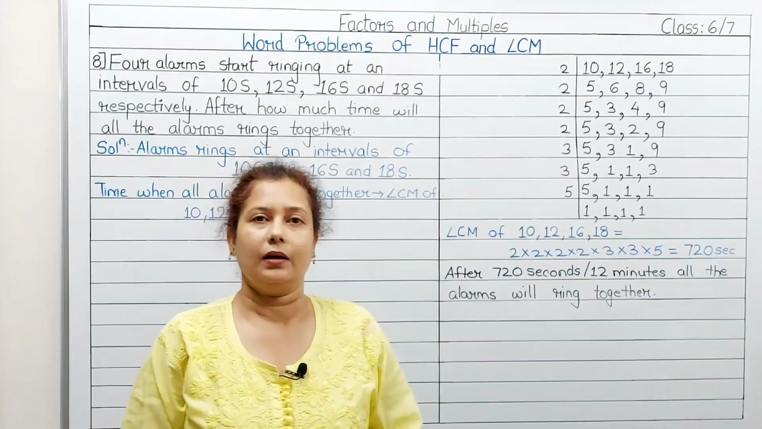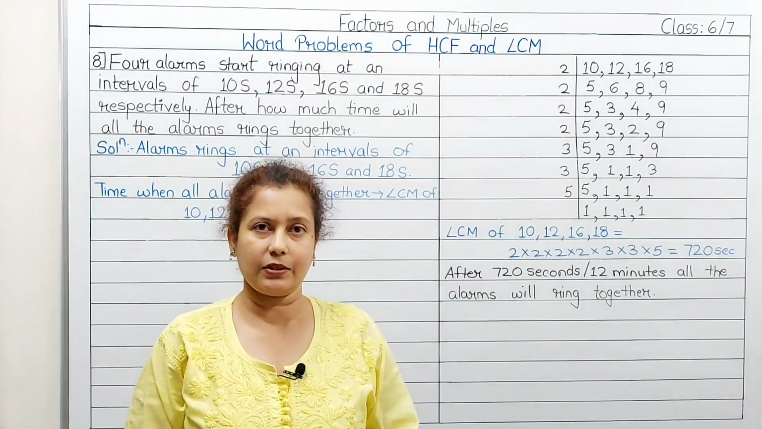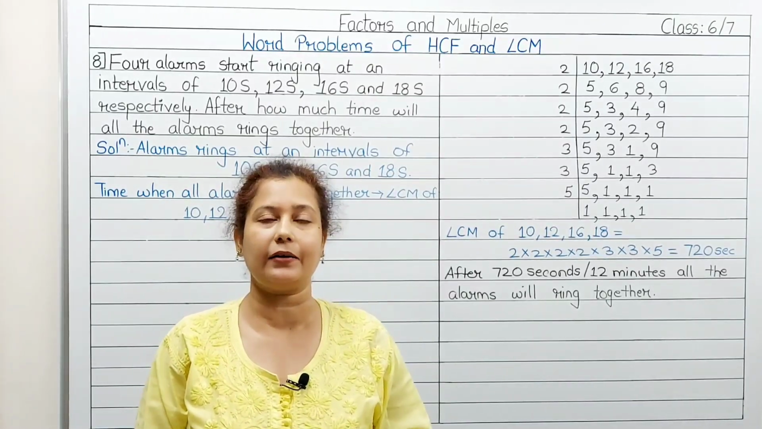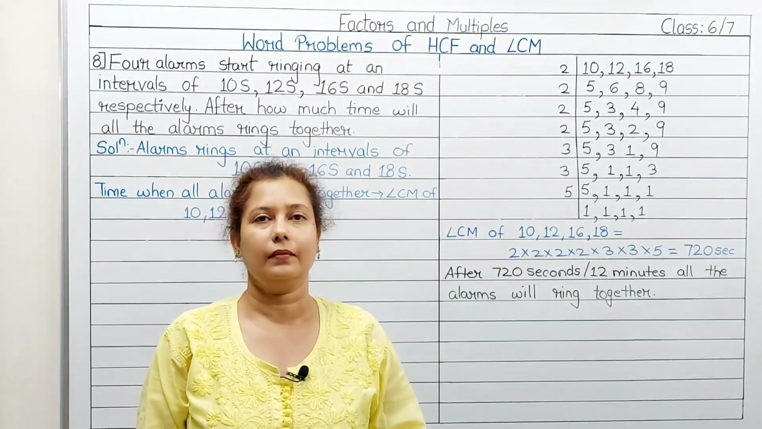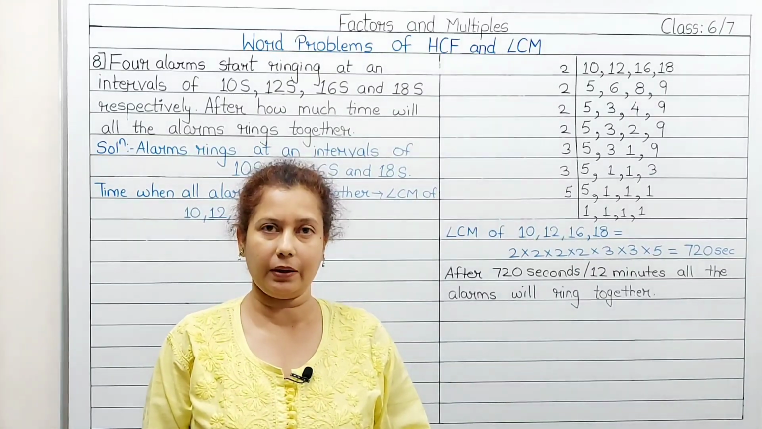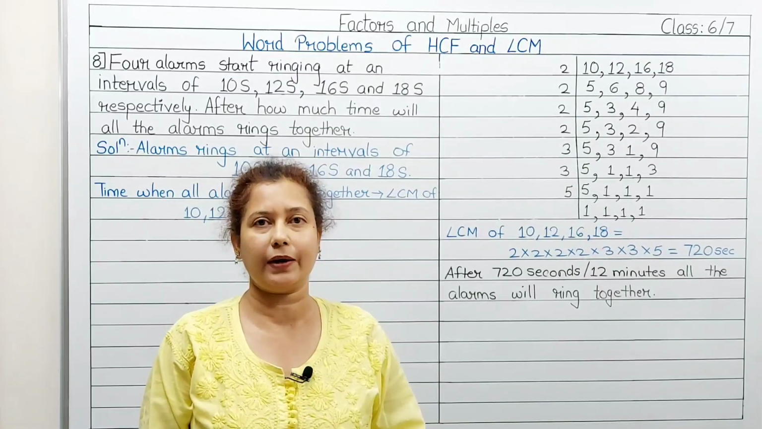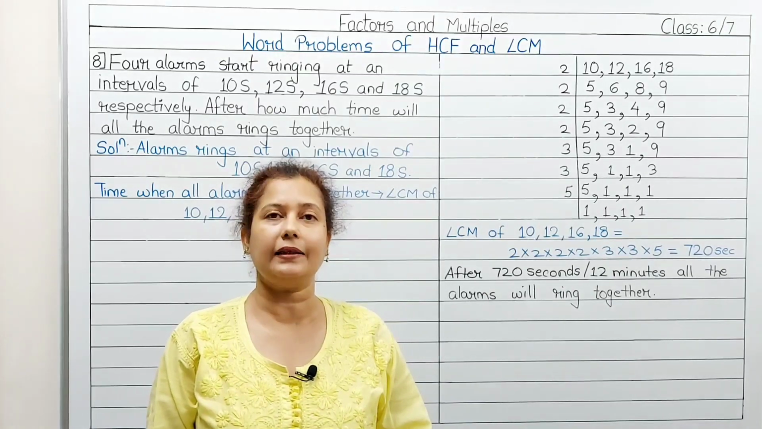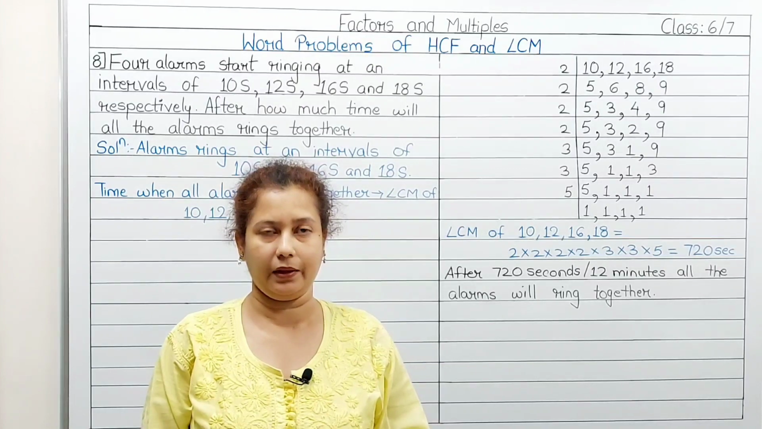The keywords for finding HCF are greatest, highest or maximum. This type of words indicates that we have to find HCF, the highest common factor. And keywords for LCM are least, minimum, altogether, etc. When these words are there, we have to find LCM, the least common multiple. And please write the last statement completely as it is a word problem.